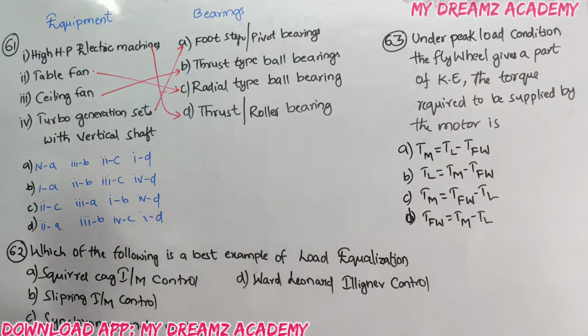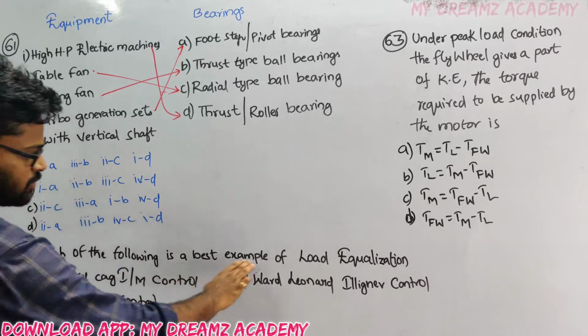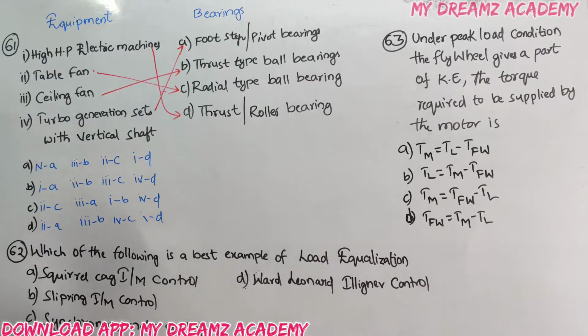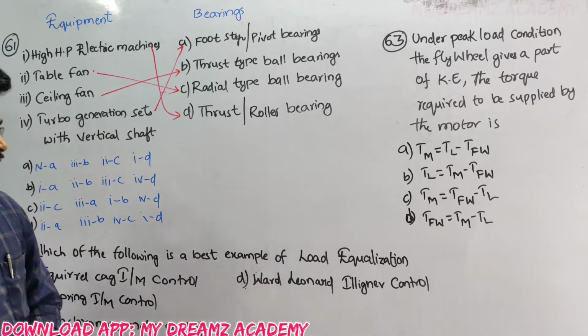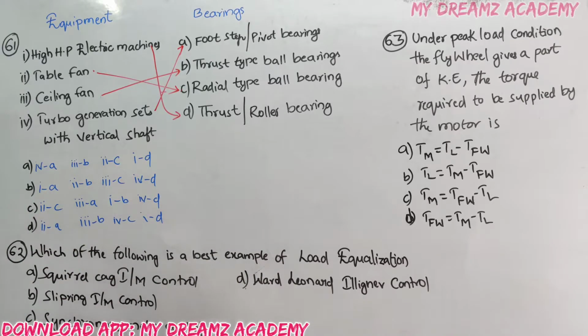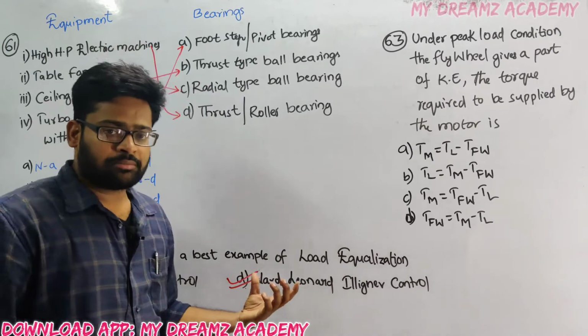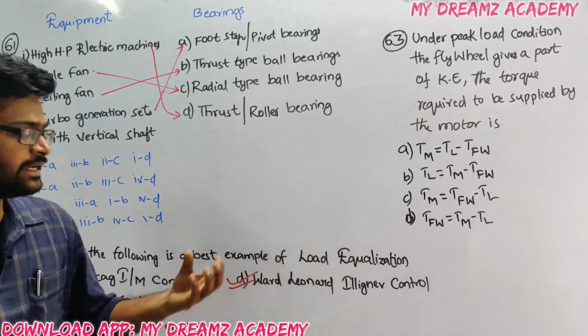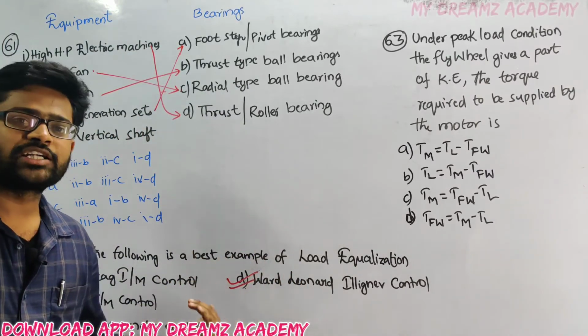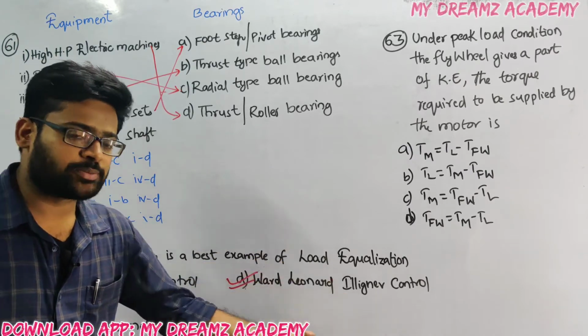And the next question, 62: which of the following is the best example of load equalization? For load equalization we use the Ward-Leonard method. The advantage of this method is that we can use below rated speed as well as above rated speed.